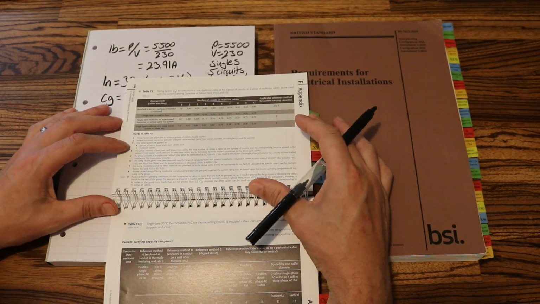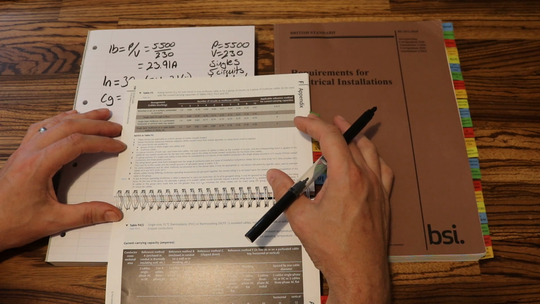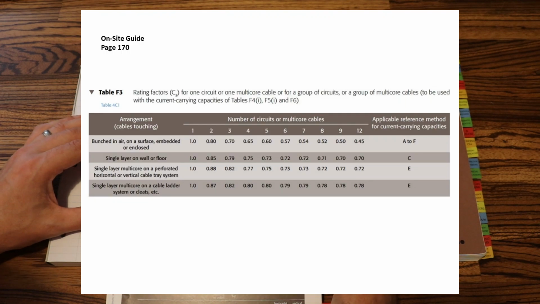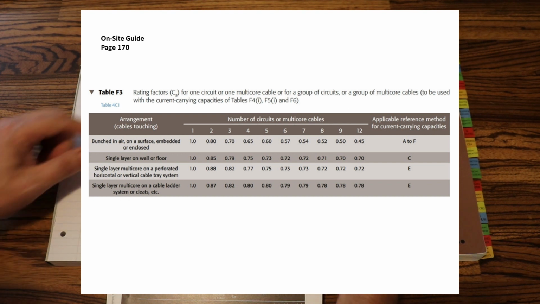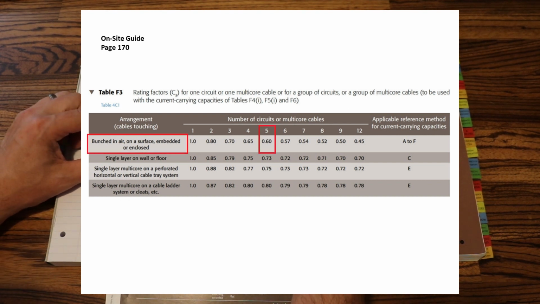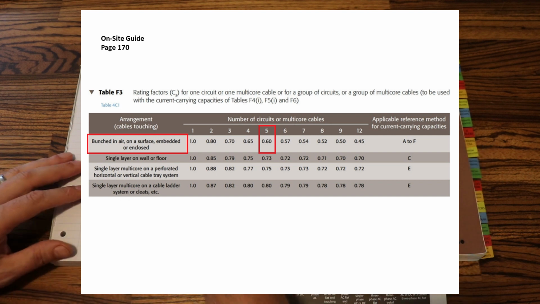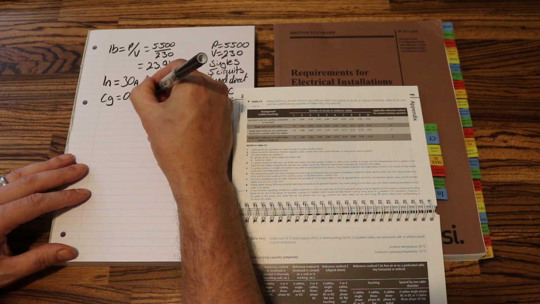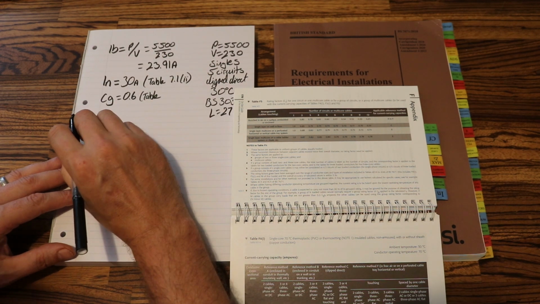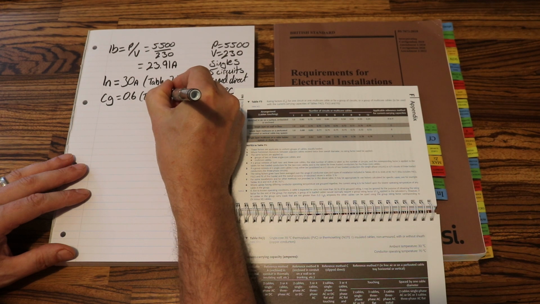So page 170, table F3. We are in the first column. The top one says bunched in air on a surface embedded or enclosed. We're bunched in air because we are clipped direct. We have a total of 5 circuits. We'll go along to number 5 and you'll see the CG factor is 0.60. 0.6. Table F3.